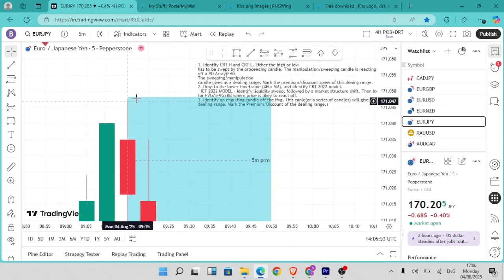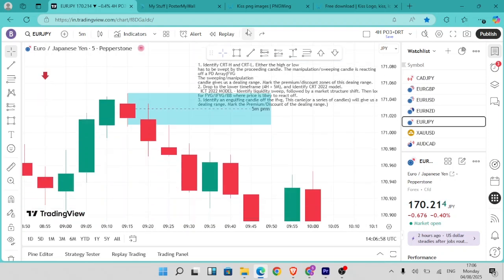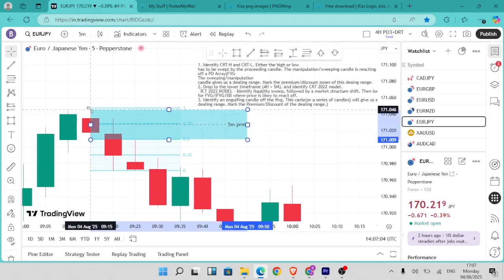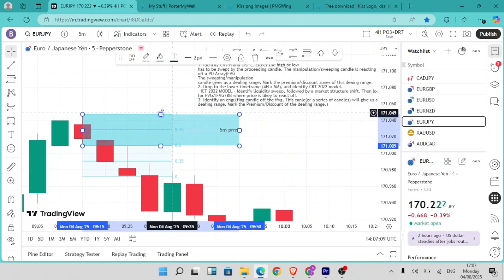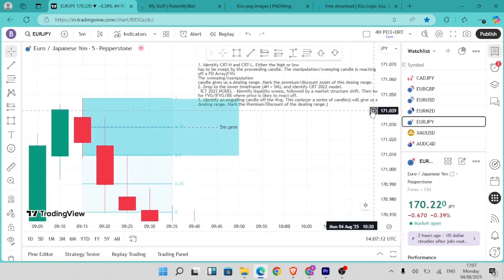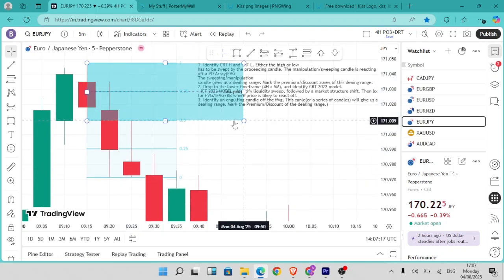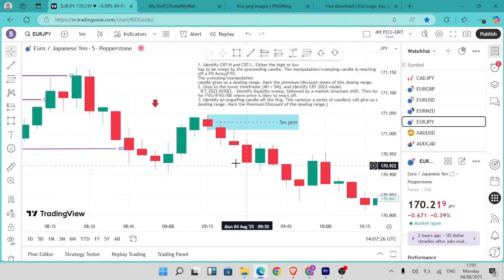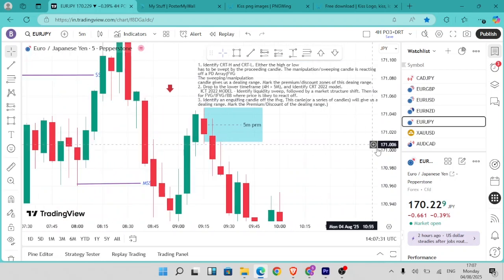There's a bit of inaccuracy in the way I drew the dealing range, so let us just get it right, like that. And then this is our premium, right? Now I want you to see something for yourself.